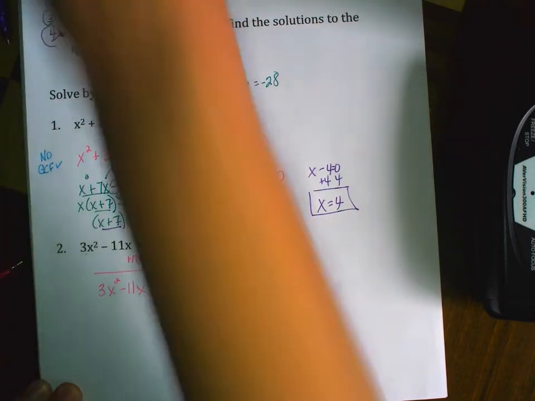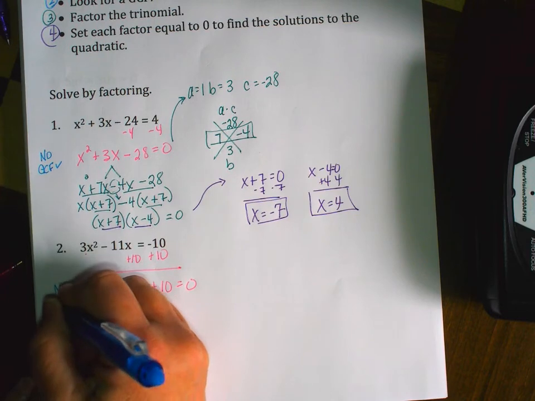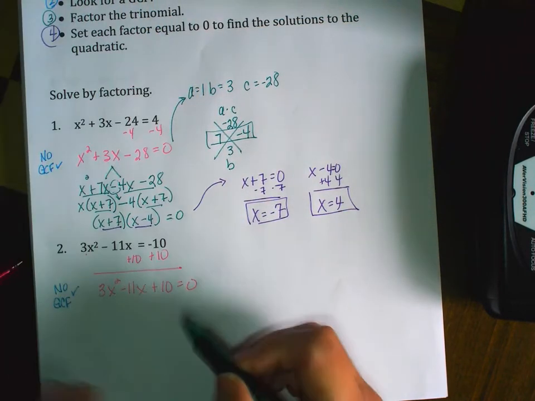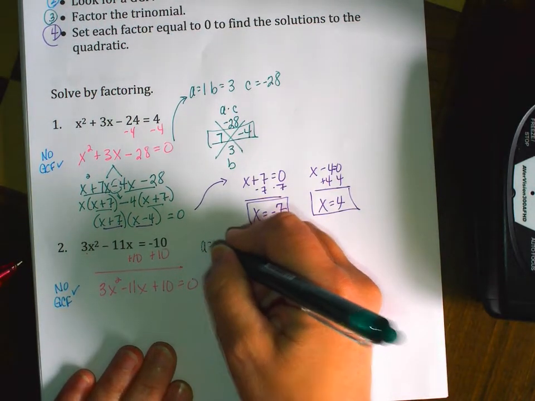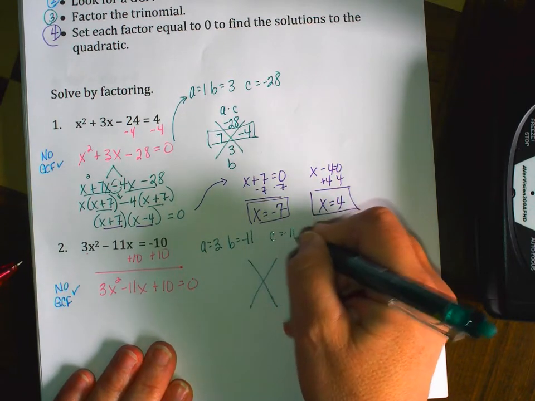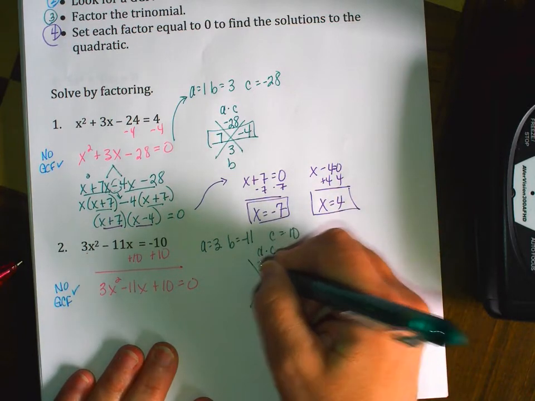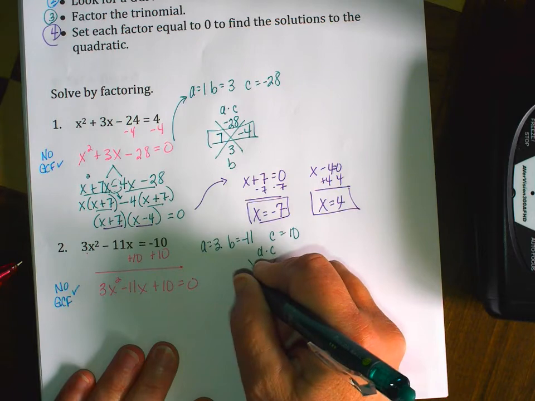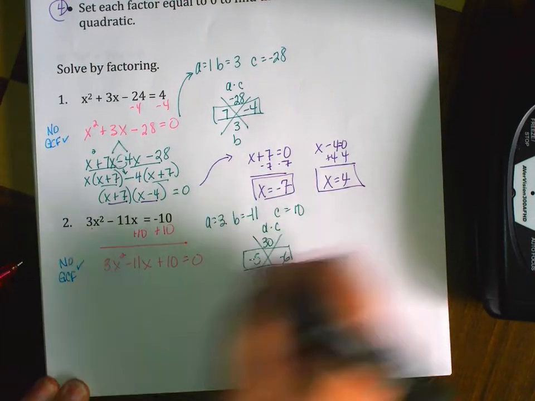Second step is to look for GCF. There's really nothing that those have in common, so I'm going to put no GCF out here to remind myself that I did look. Okay, and the next thing to do is to factor. So my A is 3, my B is negative 11, and my C is 10. So A times C goes up here, 3 times 10 is 30. My B goes down here, and I need two numbers that multiply to be 30 and add to be negative 11, and that would be negative 5 and negative 6, so that's what I split my middle into.